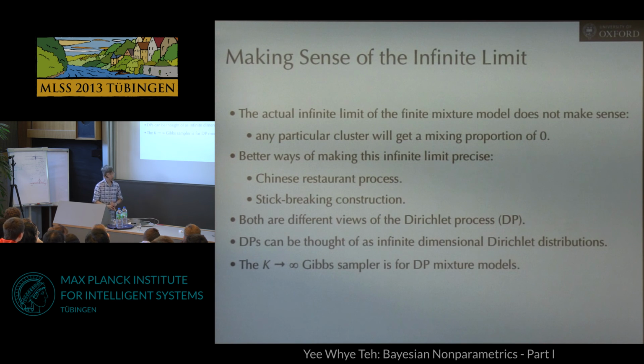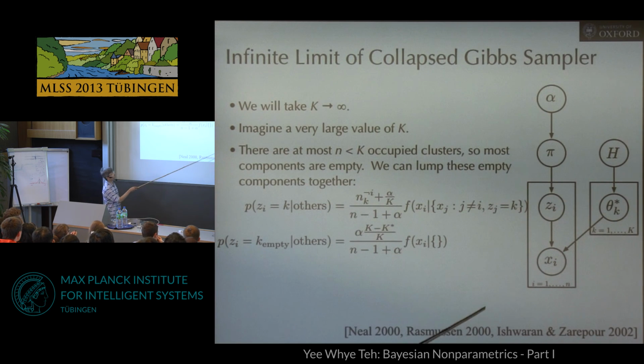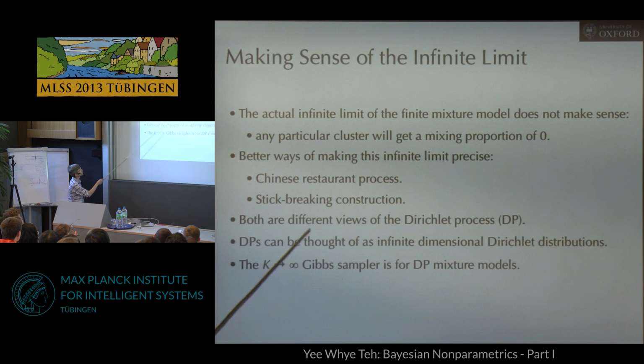Okay. So the problem with this infinite limit of collapsed Gibbs sampling algorithms is that if you look at the infinite limit of the finite mixture model, it actually doesn't make sense. It doesn't make sense because if you look at the prior probability of any one data item being assigned to any particular cluster, as the number of clusters grows to infinity, the probability of one particular cluster being used is going to go to 0. So the model doesn't make sense because any particular cluster will get a mixing proportion of 0.